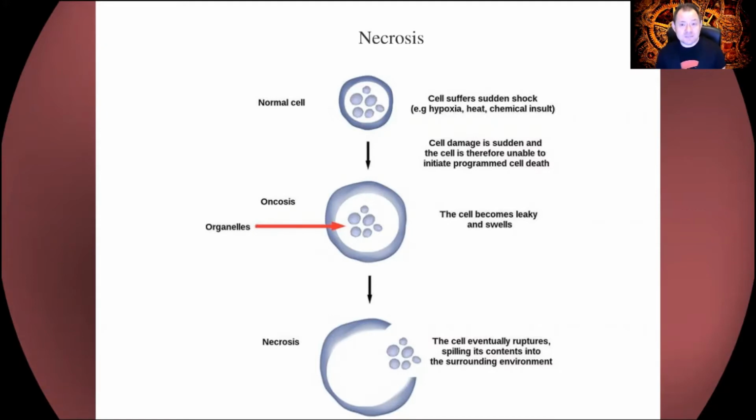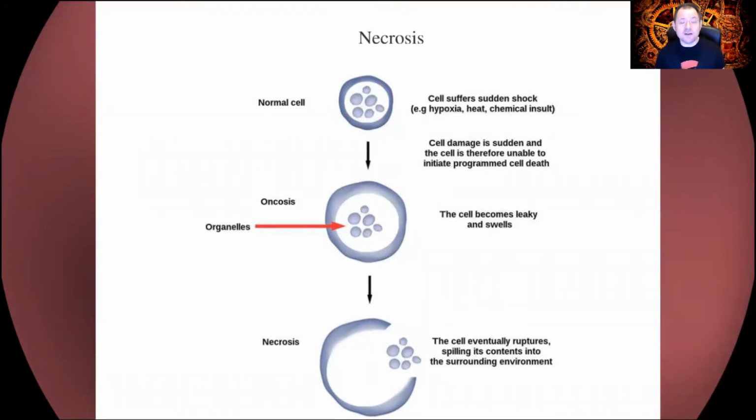Now, sometimes it's not possible for a cell to go into apoptosis. The shock to the cell, the damage is just too severe. In such cases, a cell may undergo necrosis. So in necrosis, a cell gets damaged by some big insult such as heat or lack of oxygen or some chemical, and the cell simply swells up, becomes leaky, and bursts. So it swells up, known as oncosis, and pops, necrosis, spilling its contents onto surrounding cells.